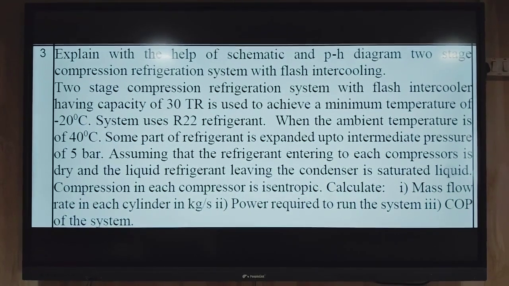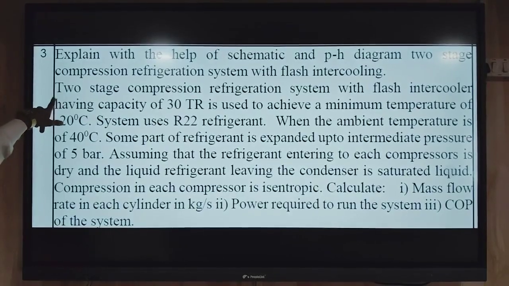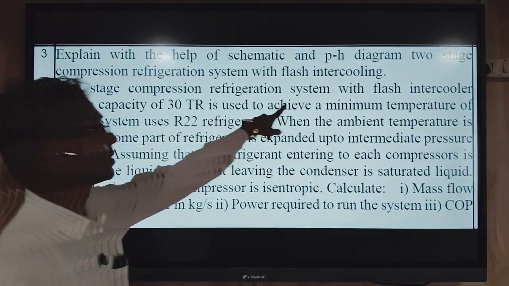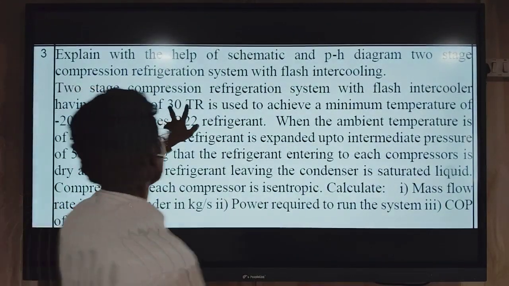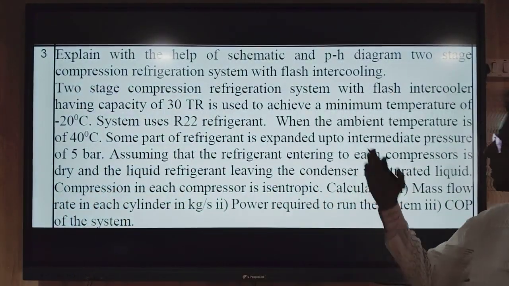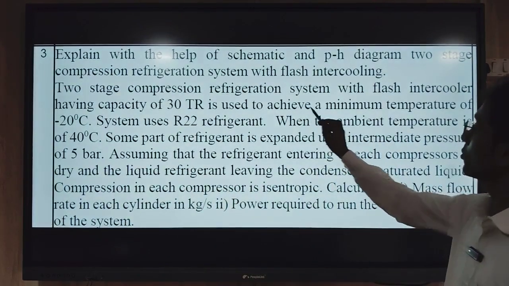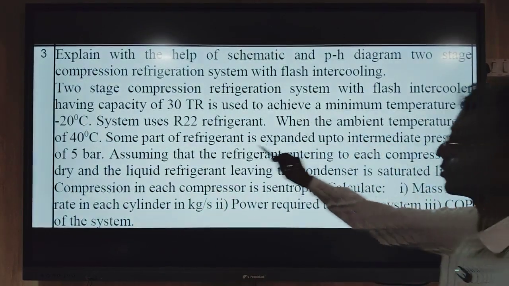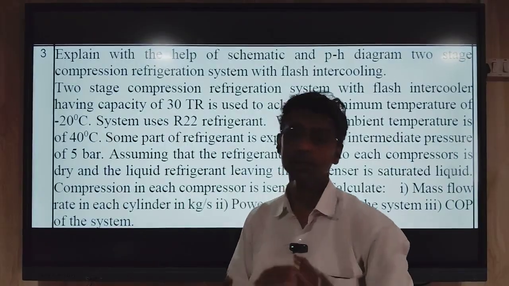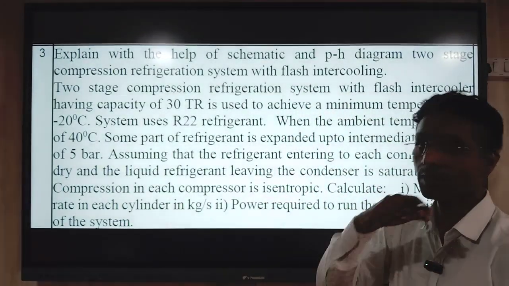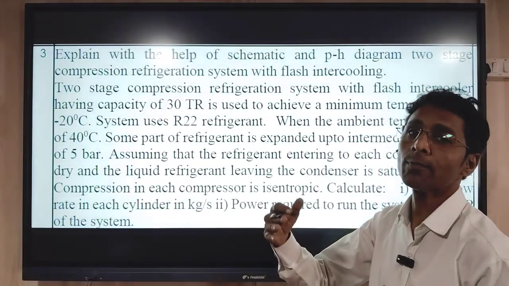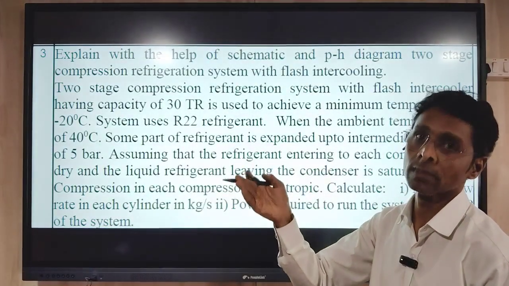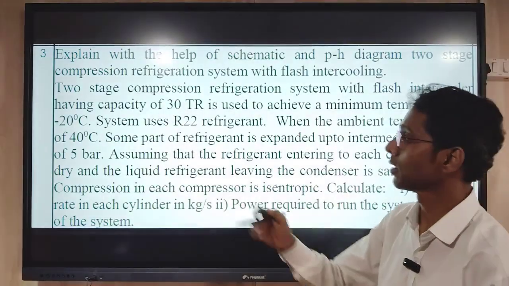In the numerical statement, what is given: a two-stage compression refrigerant system with flash intercooler having a capacity of 30 TR. 30 TR is the cooling capacity of the system, which is used to achieve a minimum temperature of minus 20 degrees Celsius. Minus 20 degrees Celsius is the temperature at the evaporator. That is point number 1, the entry point of compressor 1 or the exit point of the evaporator.